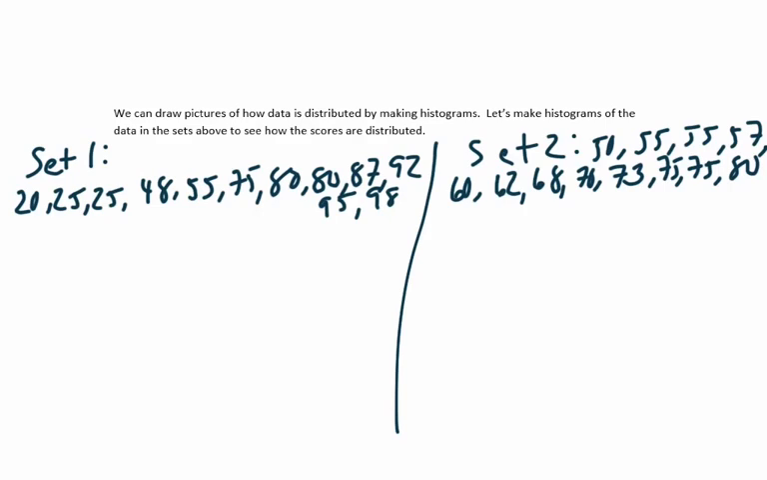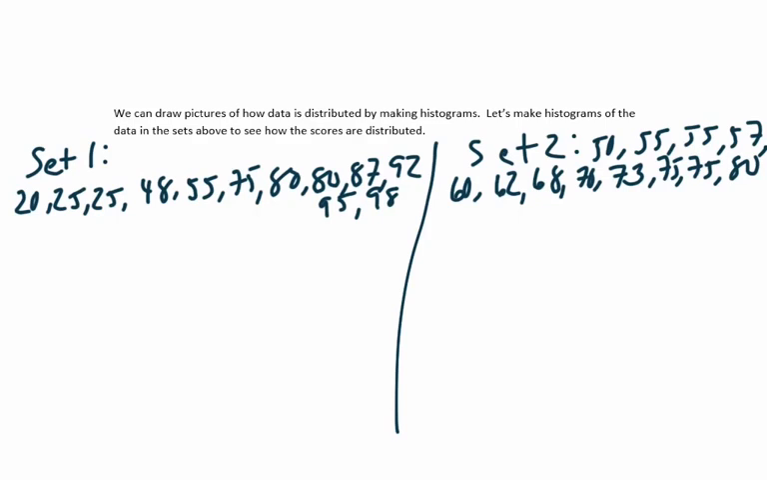Okay, so don't overinterpret that word. Let's make histograms of the data in the sets above to see how the scores are distributed. So I copied the data sets over. You should have your handout in front of you so you can still see the numbers, so if my handwriting is really bad, it shouldn't be an issue.